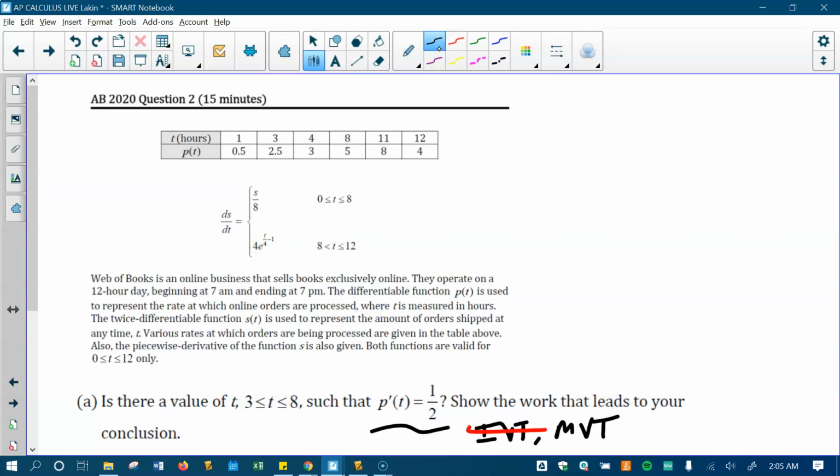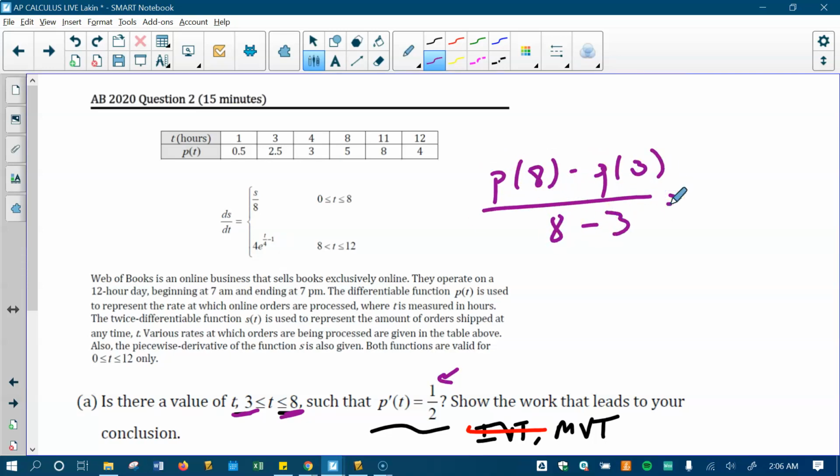So I'm going to start off. Is there a value of t? Well, let's go and do MVT means that you're going to need the slope of the secant line on that interval to equal the slope of the tangent line. So we need the slope of the secant line between these two points to be equal to 1/2. So let's find out. Let's do P of 8 minus P of 3 over 8 minus 3. P of 8 is 5. P of 3 is 2.5, and over 5, we get 2.5 over 5, which is 1/2.